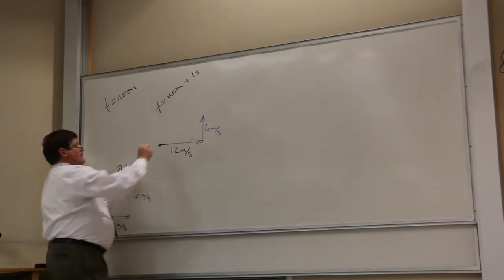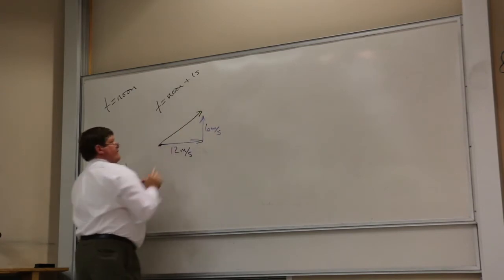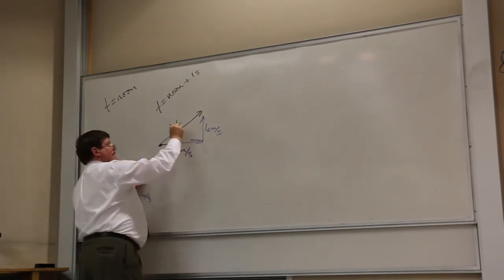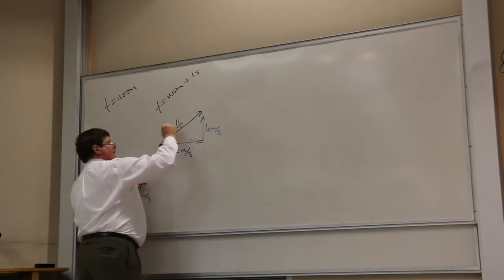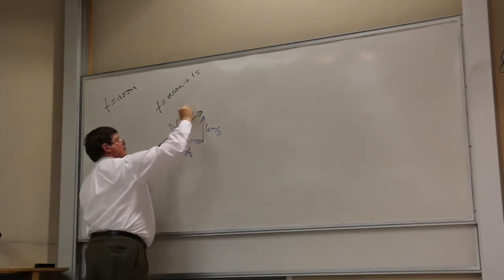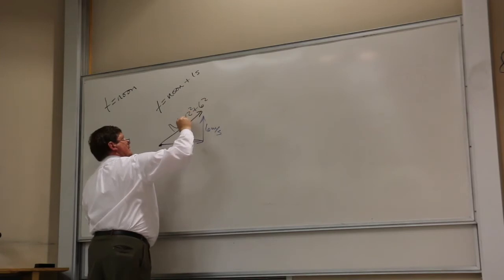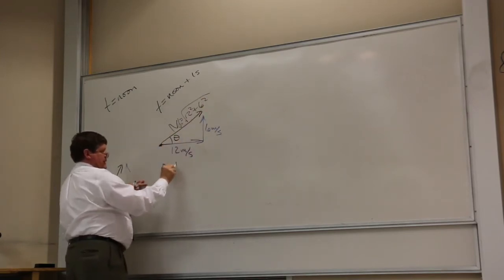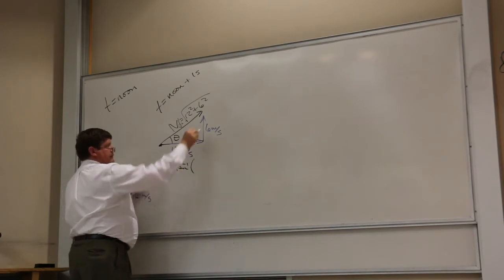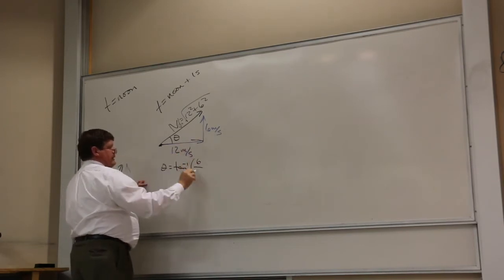Now, if this ball had a speedometer, that speedometer would read that velocity right at that time, and that would be equal to the square root of 12 squared plus 6 squared. And if I asked you for that angle, it would be the inverse tangent of the opposite side over the adjacent side.